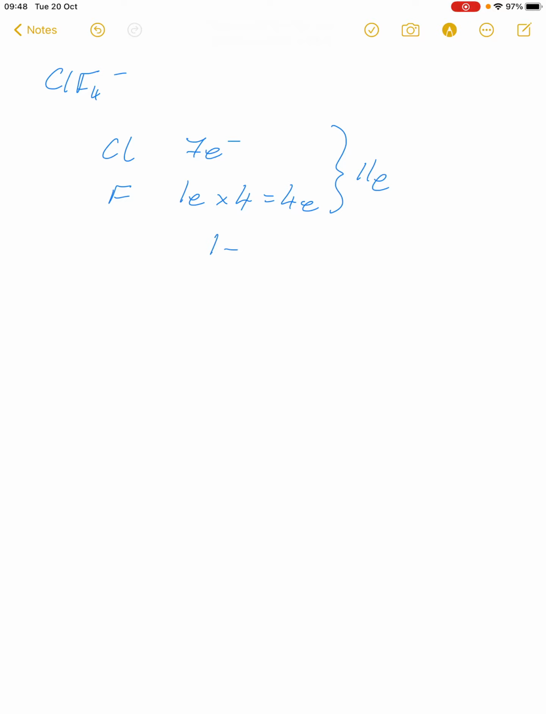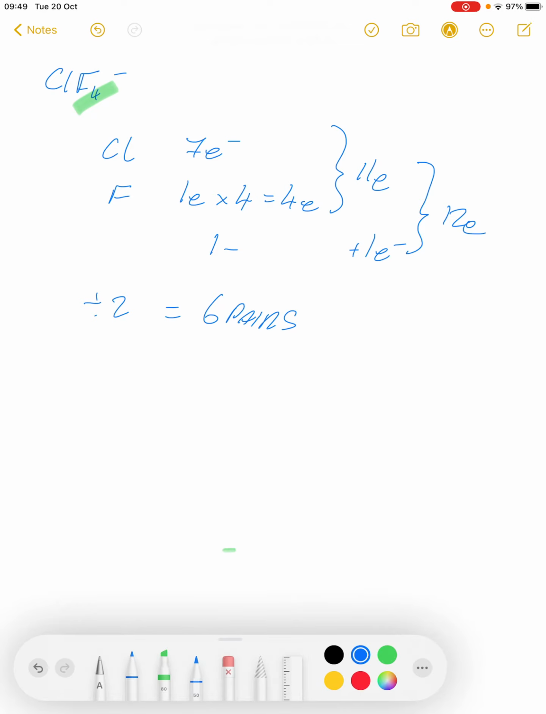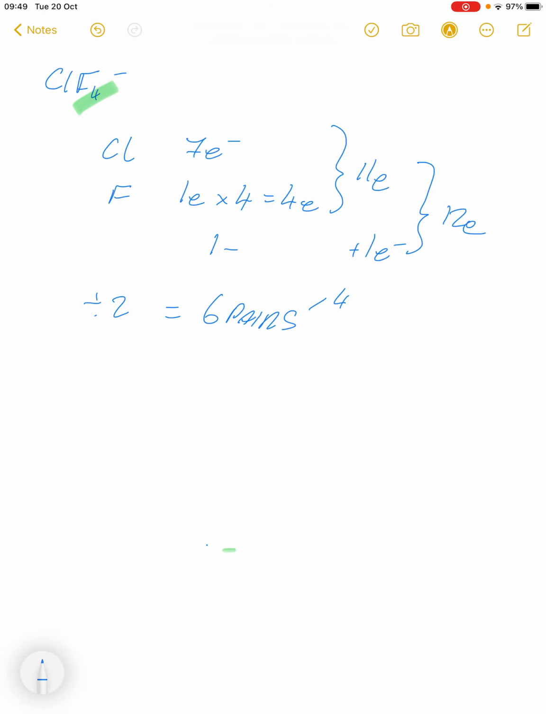It has a 1 minus charge, so I need to add another electron on there, which gives me 12 electrons divided by 2, which is 6 pairs. Out of those 6 pairs, 4 of them are bonding pairs of electrons, which means 2 of them are lone pairs. So that's 4 bonding pairs, 2 lone pairs of electrons. So the total of 6 means the parent shape is going to be octahedral, so I'll start with that.